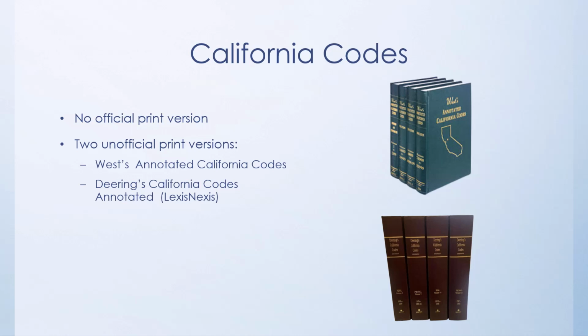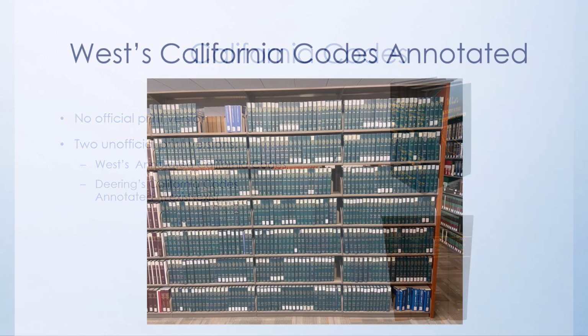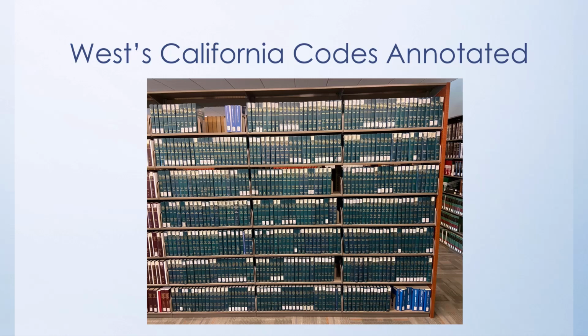There are two unofficial versions of the code published by two different publishers. The West Annotated California Codes is published by, you guessed it, West. It has a blue cover. The Deering's California Codes Annotated is now published by LexisNexis. It has a brown cover. We have both these versions in the Indio branch of the Law Library, and I suspect the main library does too.